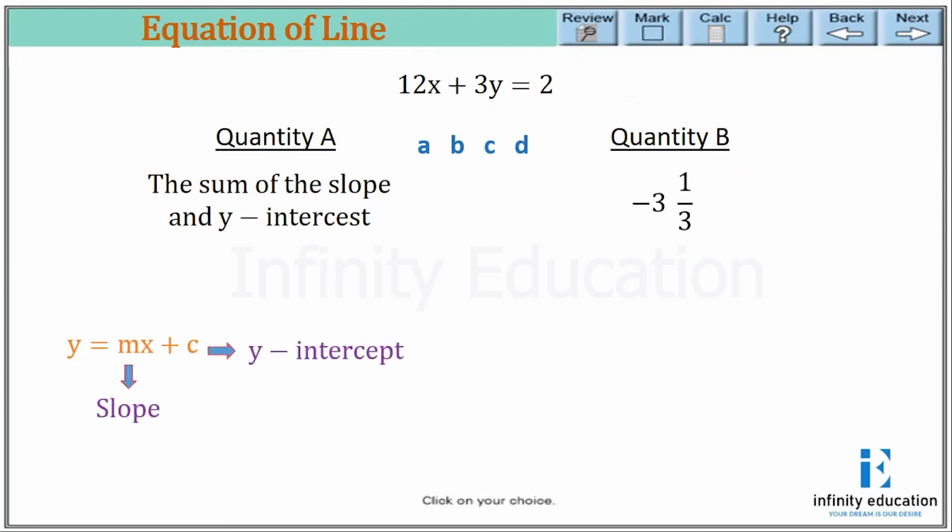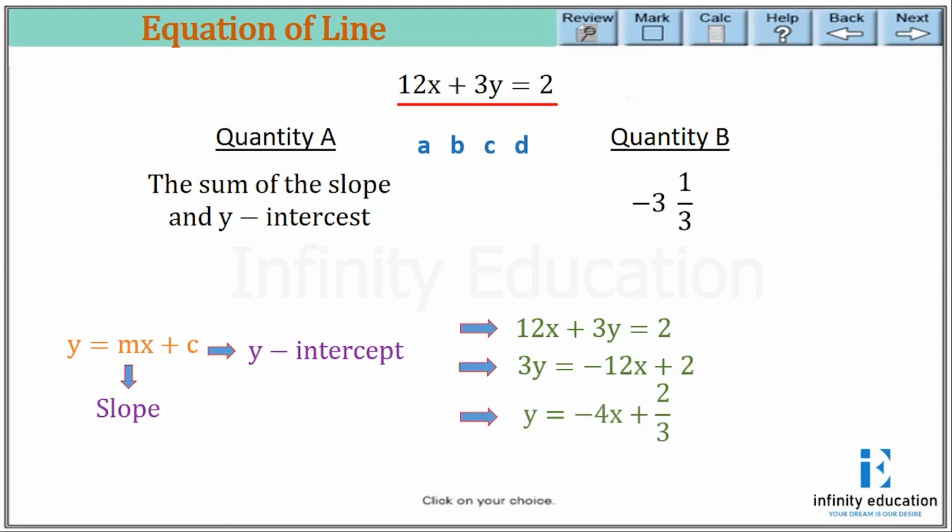The equation is given as 12x plus 3y equals 2. From this equation, we have to find the slope and the y-intercept. So we have to convert the equation 12x plus 3y equals 2 into the form y equals mx plus c. Keeping y on the left-hand side, 3y equals minus 12x plus 2. Now I have to make the coefficient of y equal to 1, so I have it like this.